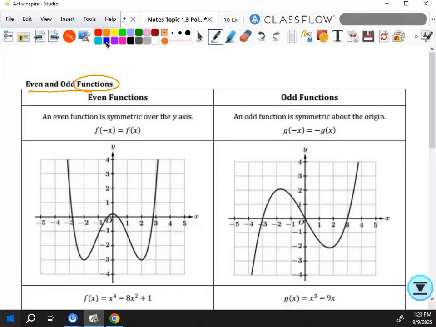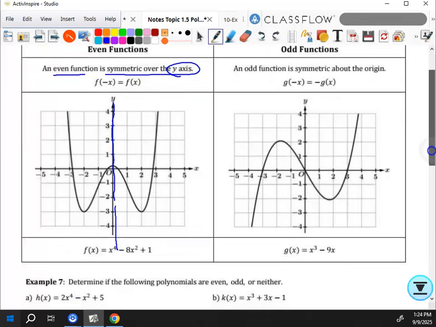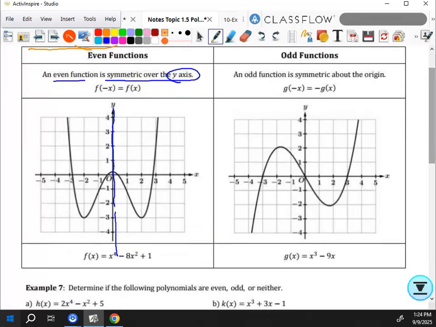Even functions. So an even function visually is symmetric over the y-axis. We should understand our symmetry from geometry and from junior high and elementary school. But here is my y-axis, and you can see the reflexive symmetry right there, right? But we don't always get to look at the function. So the other part that we need to understand is that you have f of negative x equals f of x. Here's what that means.